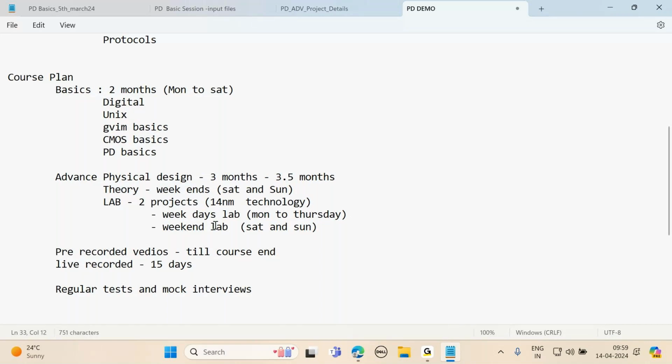When we come to the weekend lab, it will be present after the weekend theory. The weekend theory will be in the morning from 9:30 to 12:30. After that, you will have a lunch break till 1:30. Again, you will have lab from 1:30 to 4:30. After theory sessions, you will have lab for weekend students. For weekday students, there is no lab after theory classes.